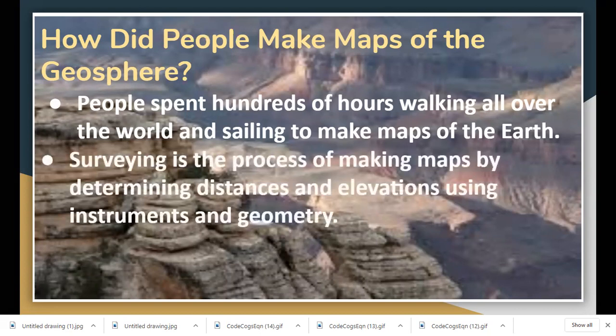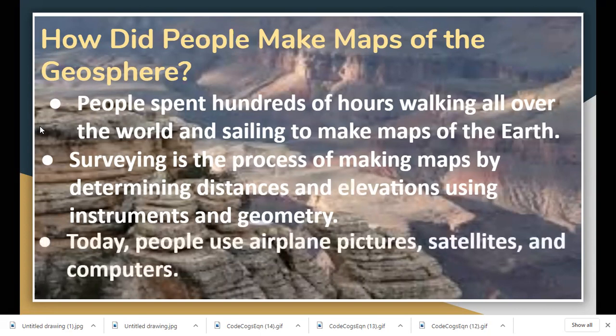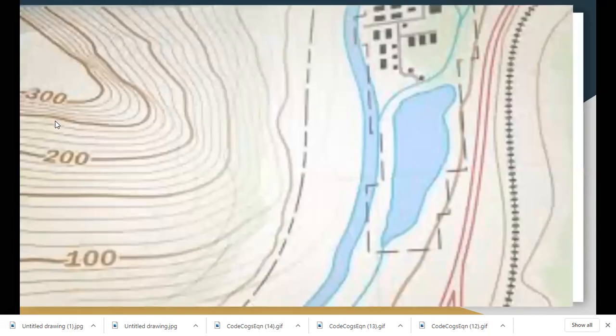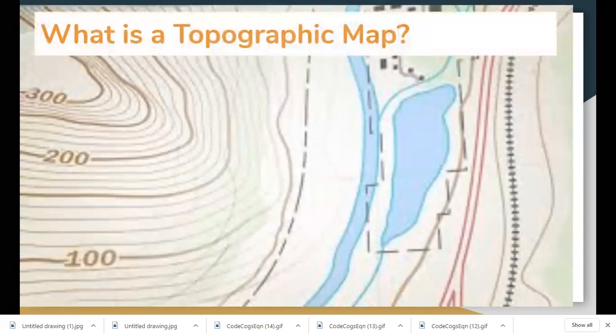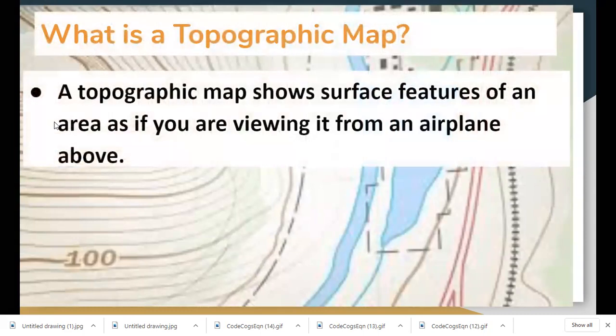Surveying is the process of making maps by determining distances and elevations using instruments and geometry. Yes, there is a use for geometry. Did you know that? Today, people use airplane pictures, satellites, and computers. So this is a topographic map. What is a topographic map? A topographic map shows surface features of an area as if you are viewing it from an airplane above.